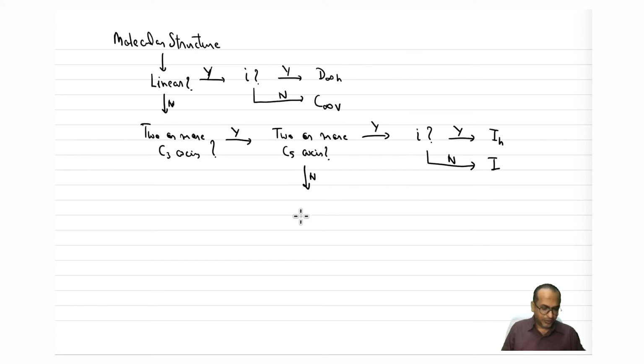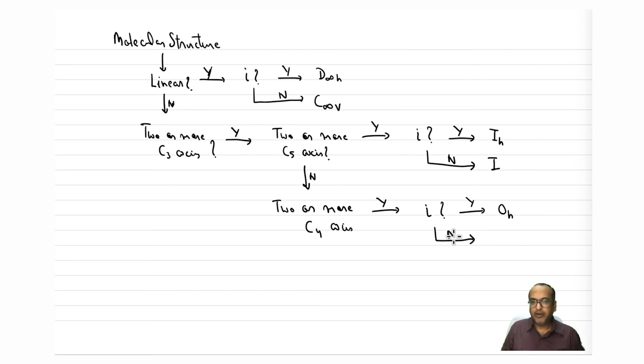Now, if there are no two or more C5 axes, then are there two or more C4 axes? So again you go to yes. If it is yes, again you ask for I. If I is there, then you guessed it right, it is octahedral, OH. If it is no, it is the O point group.